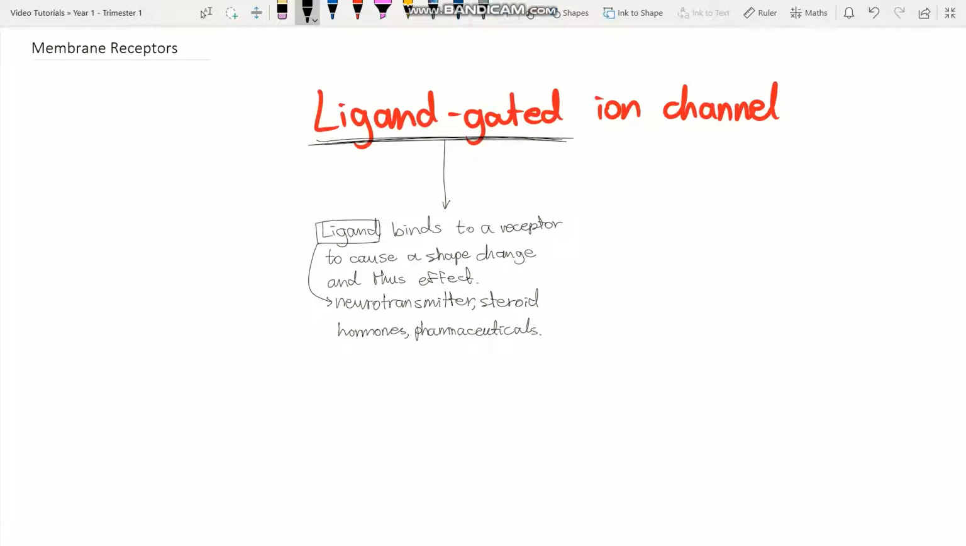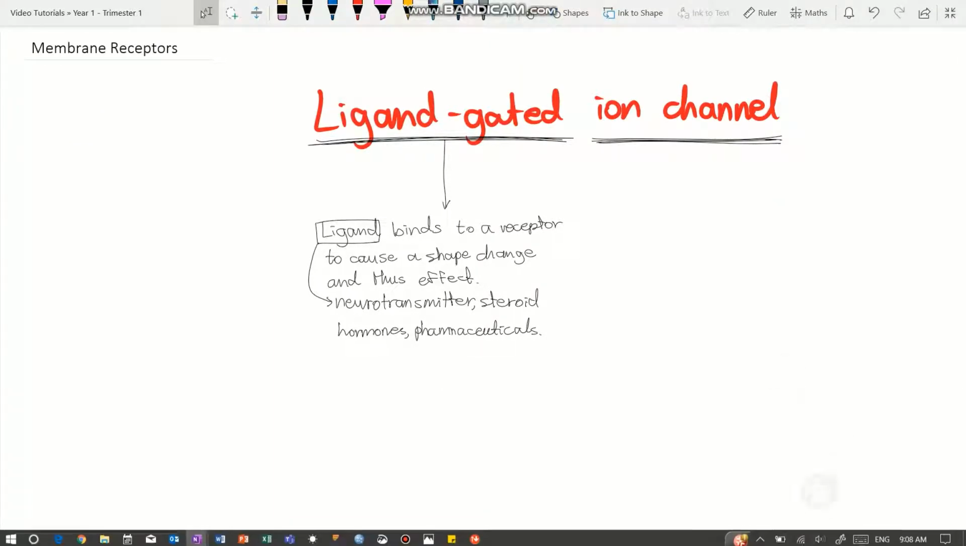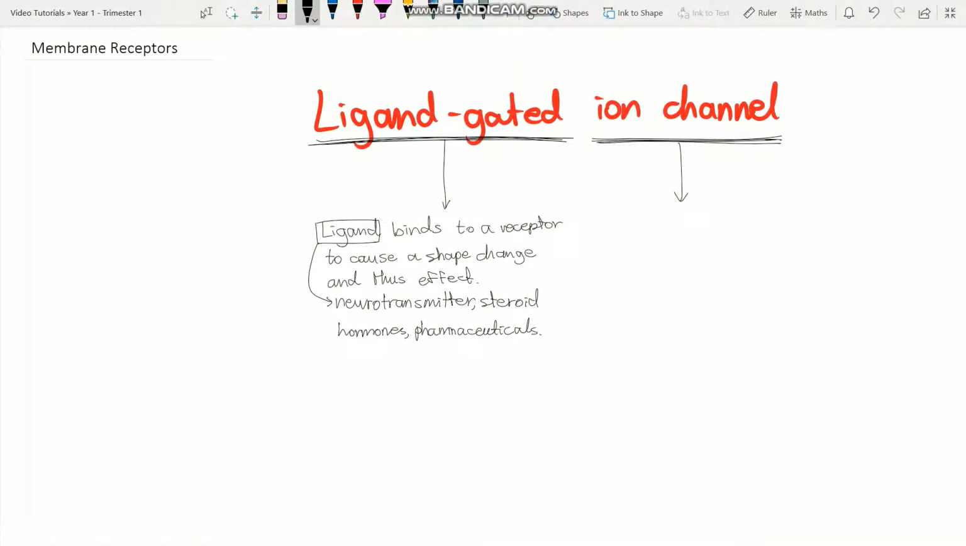So, now let's explore the term ion channel. Ion channel basically means, if you've seen my video on membrane transport already, a channel that allows for the passage of ions from either the inside of the cell to the outside of the cell, or from the outside of the cell to the inside of the cell. So it allows for passage of ions.